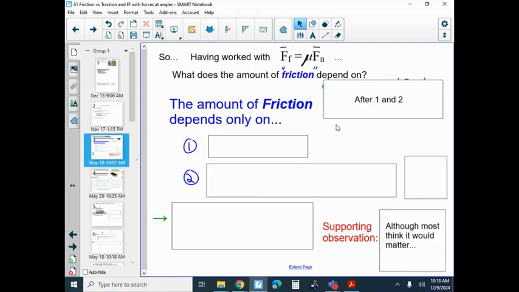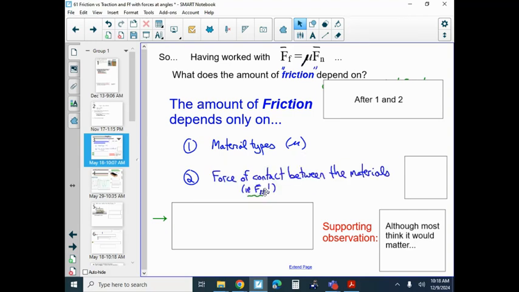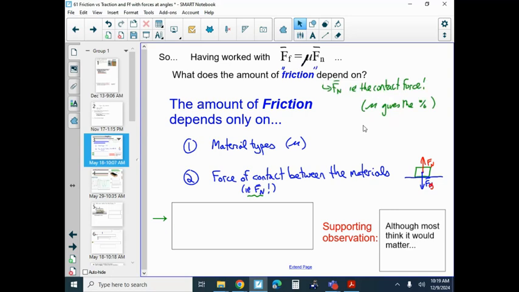So here we go. Having worked with this equation, we know that friction only depends on what? Well, it depends on the normal force, which depends on the mass or the force of gravity, and also the types of materials, right? So that's all it depends on. It's just the normal force, the contact force, and then it's basically the same as the normal force, but the coefficient of friction gives you the percentage of it that it is, right?